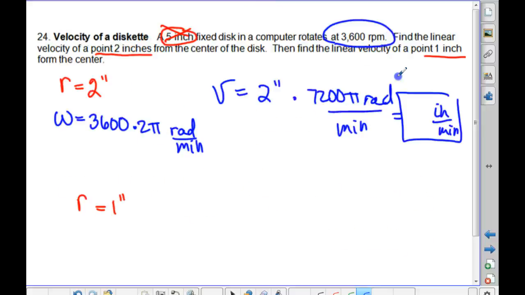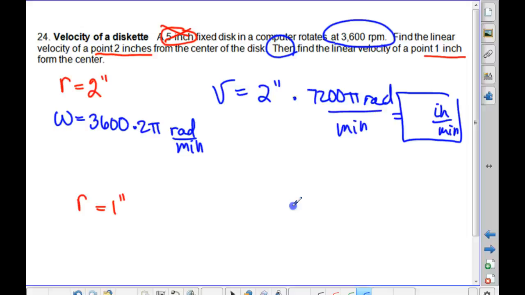I was thinking it was 24, and 24 has kind of two answers. Oh, because you want to clarify too? Okay. Well, because it asks for it once with a 2-inch center, and then it says to find it with a 1-inch. So the first time you multiply by 2 inches, and the second time you only put in a 1 right here. Wait, so 3,600 times 2 pi makes the angular velocity 7,200 pi radians per minute.